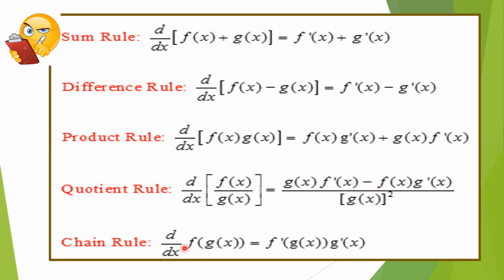And then for the chain rule, we have f of g of x, where we have a function inside another function. We first differentiate f, copying the g of x. So f prime of g of x. So g of x stays as is first. After getting the derivative of f, we multiply it by the derivative of the inner function, which is g prime of x.